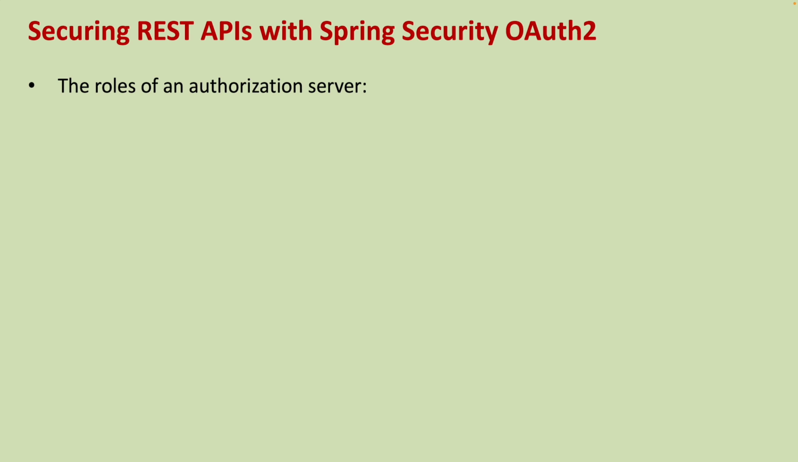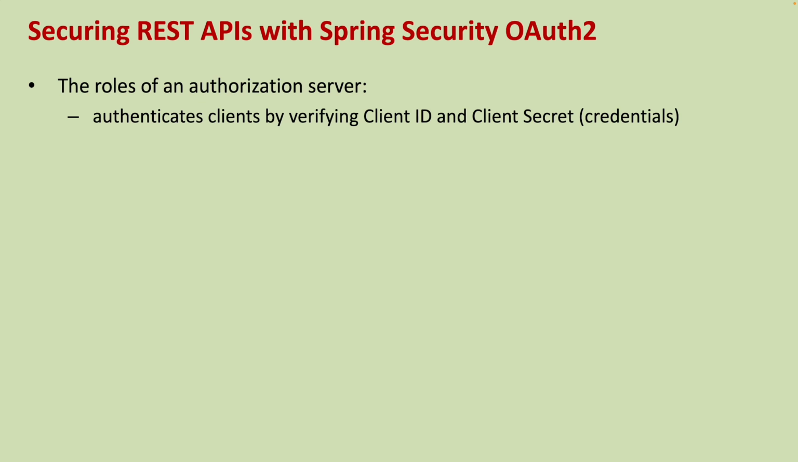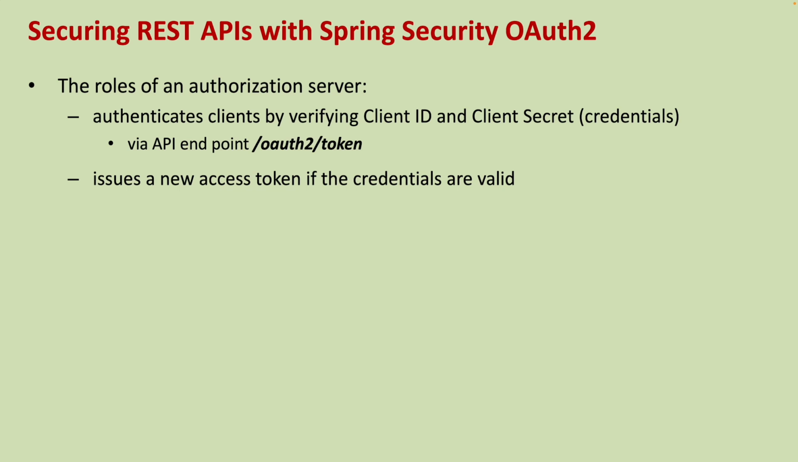And the role of an authorization server is that it authenticates the clients by verifying client ID and client secret, or client credentials, in the request via the API endpoint /oauth2/token. This is the standard API endpoint for get access token API as specified by the OAuth2 specification. And the server issues a new access token if the credentials are valid.